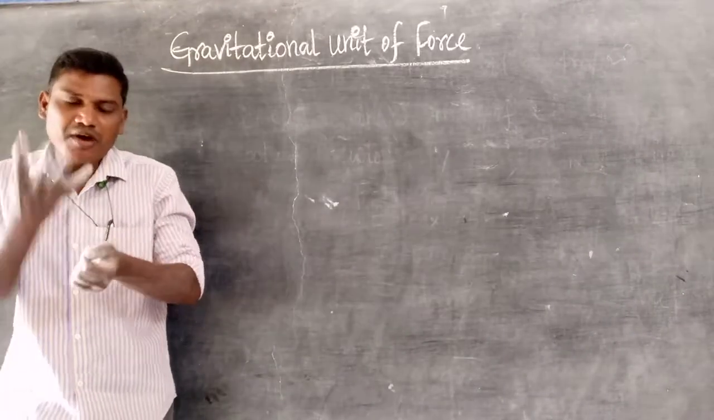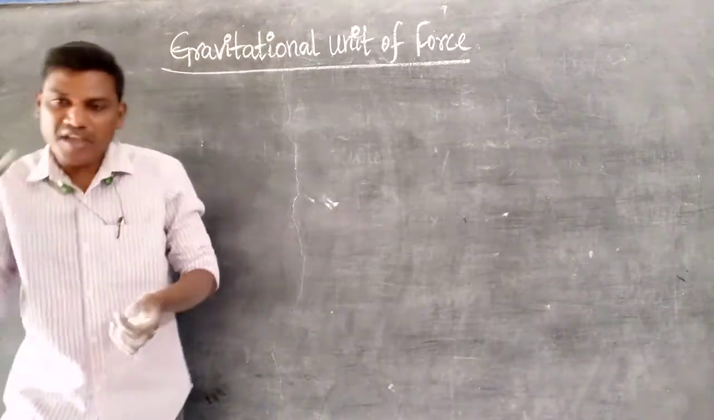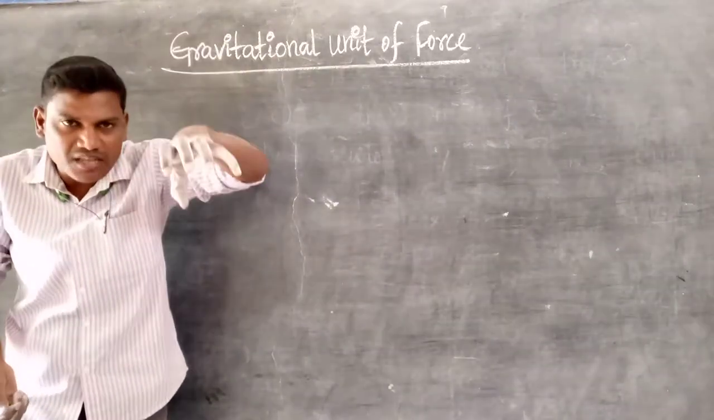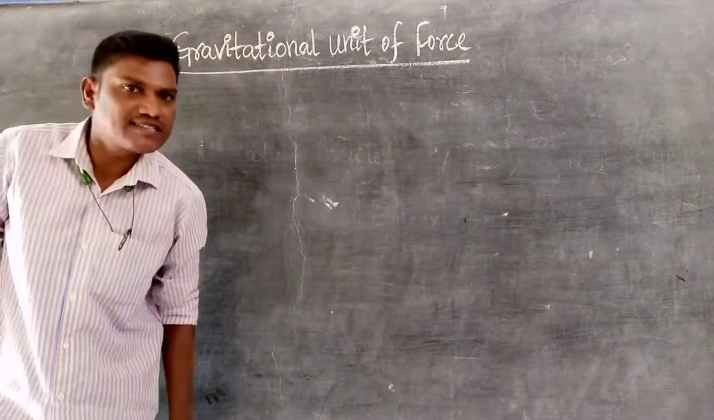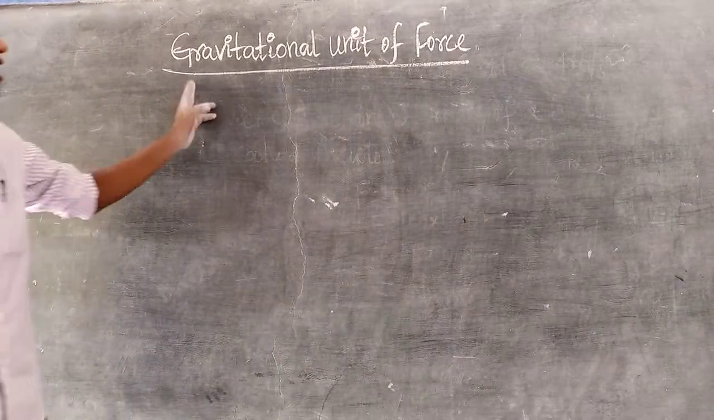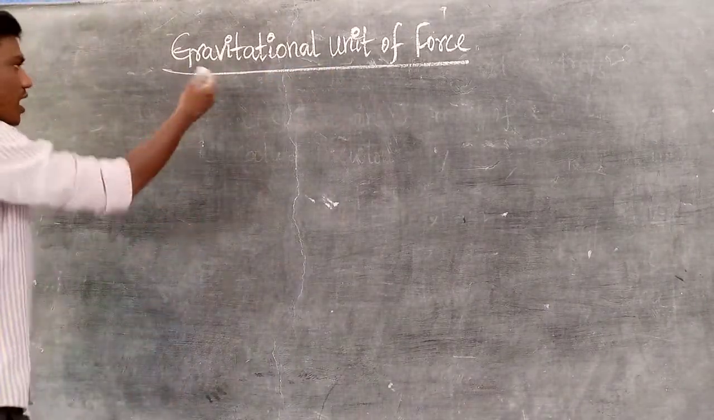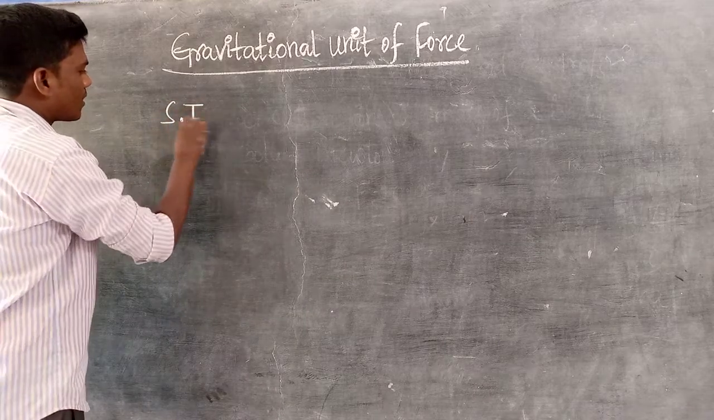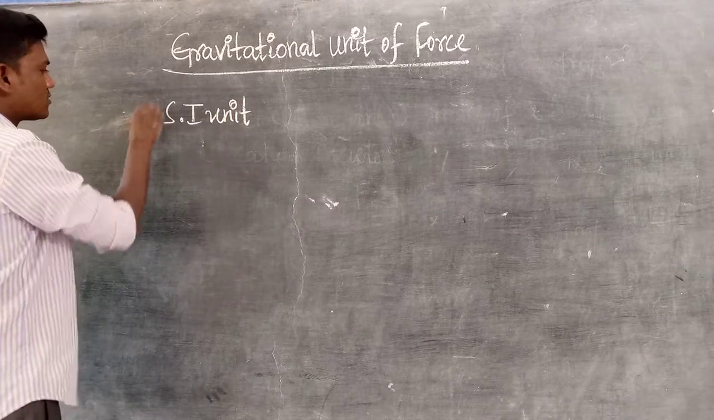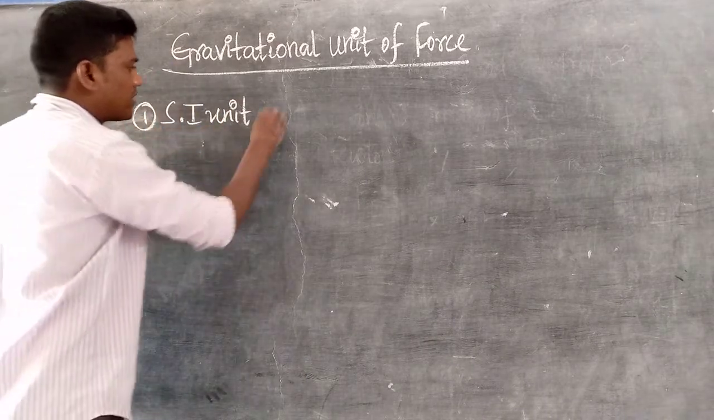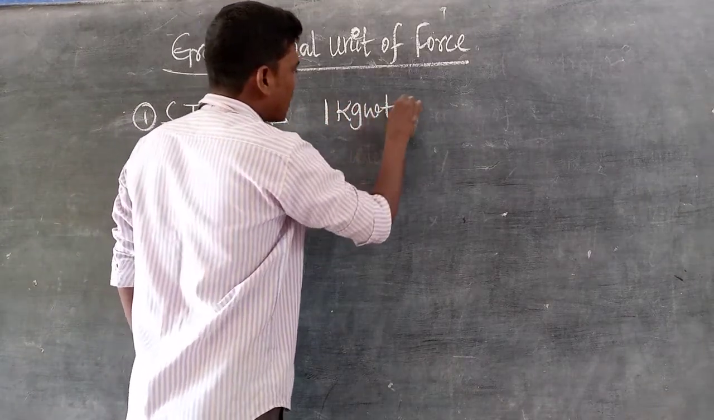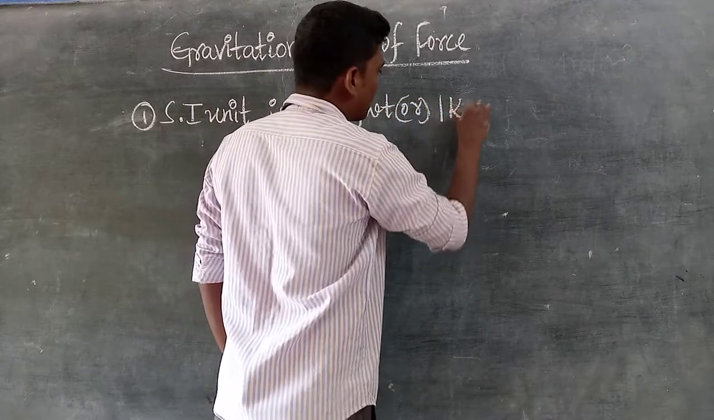It is nothing but, when you apply some force on the body, or if any external force is acting on the body, the acceleration produced in the motion of the body is equal to acceleration due to gravity. What is that value? 9.8 meter per second square. That is called gravitational unit of force. According to that, the SI unit of gravitational force is 1 kilogram weight or 1 kilogram force.